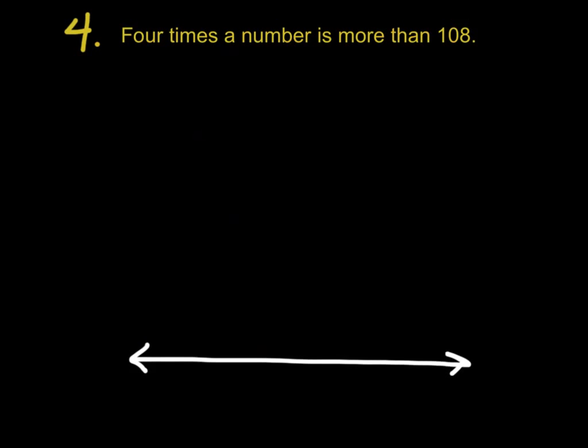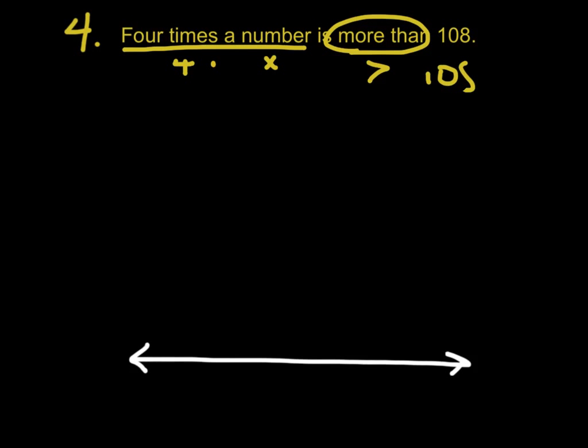I'm going to set up this one as well. This one said 4 times a number is more than 108. So again, you've got to start with 4 times a number. That means to multiply by 4, but I don't know what the number is, so that's the x. So we're going to say 4 times the x is more than, here's that key word for inequality. So this means greater than 108.